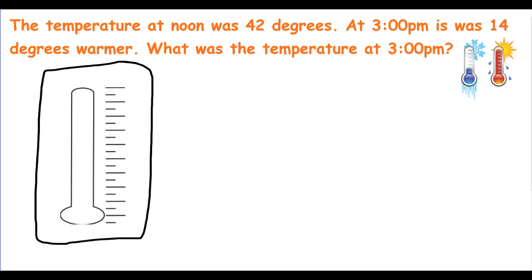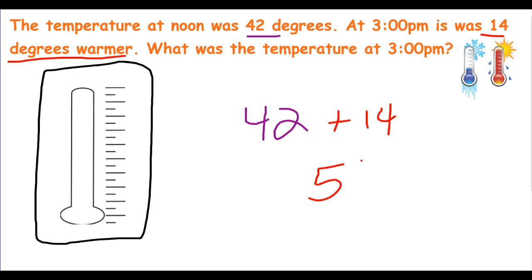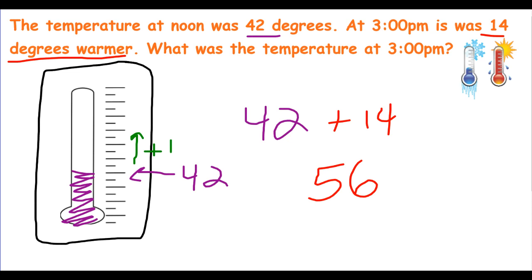Alright, so at first you probably noticed that if the temperature started at 42, and then it was 14 degrees warmer, that means we're going to add 14 degrees to that temperature of 42, and we're going to end up with 56. When it comes to the thermometer, that's like saying we're going to start at this temperature here, which is 42. We're going to call that 42 for whatever it is. And if we increase by 14 degrees, we're going to move up by 14. And this isn't exact, obviously, but there's 14 more, and we end up at 56.